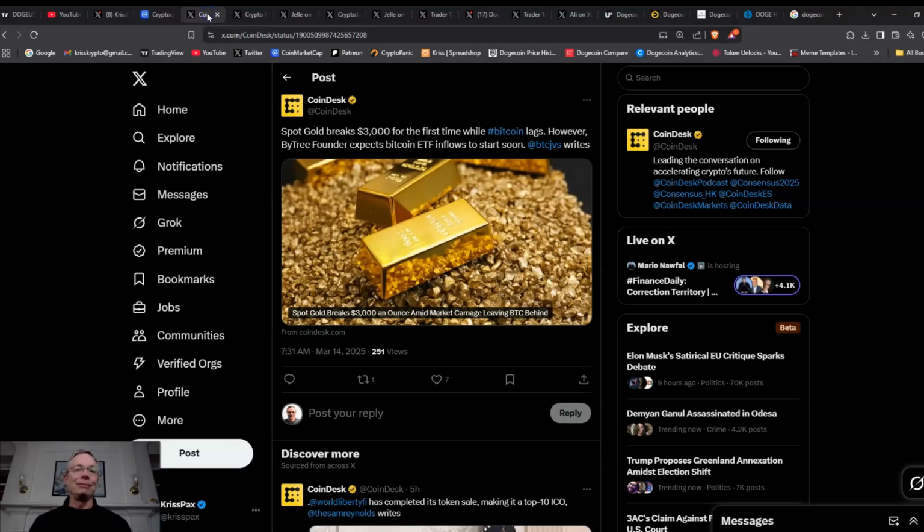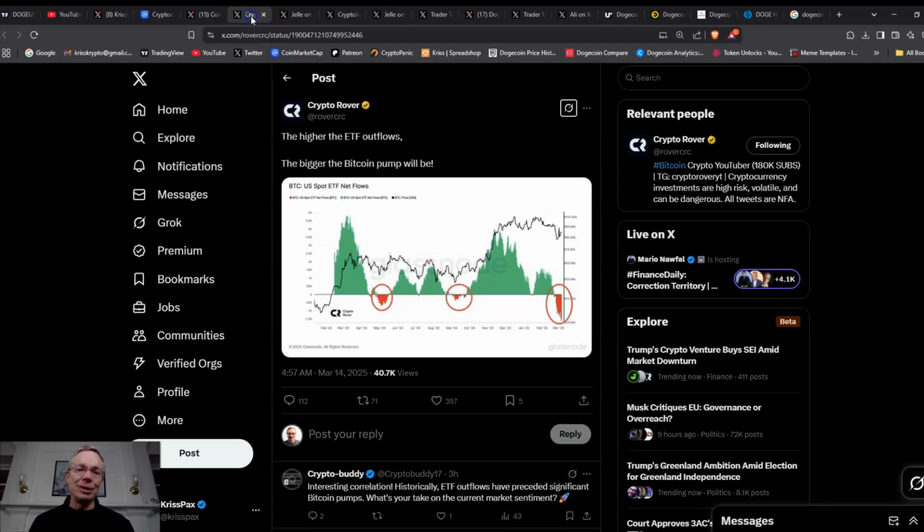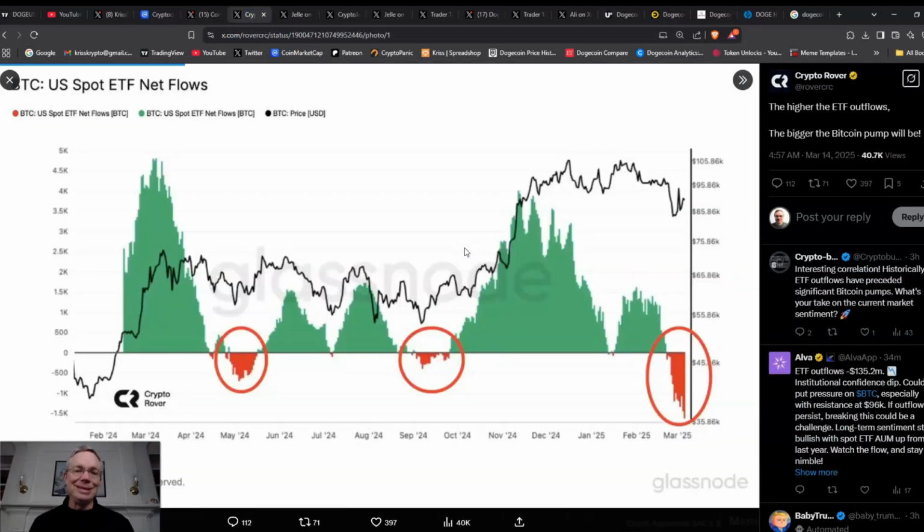Overall, look what's going on. We talked about yesterday, spot gold. Yes, the price of gold crosses over $3,000 for the first time with Bitcoin lagging. But the BuyTree founder expects Bitcoin ETF inflows to start soon. That's right, we've had a lot of outflows on Bitcoin ETFs.